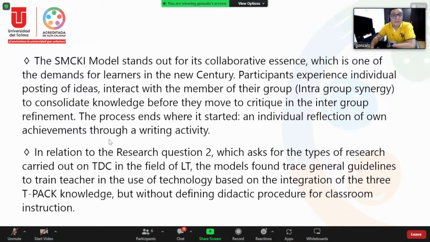The ones that stand out also, I already showed you this integration of the TPACK model with SMCKI, in relation to question number 2, which has to do with whether there are models to develop digital competence in students and teachers. I found that these models trace general guidelines to train teachers in the use of technology, based on the integration of the 3 TPACK knowledge components, but without defining a didactic procedure for classroom instruction. So one of the failures or disadvantages that I found is that they talk about pedagogical models, but they don't define clear procedures in order to incorporate the model into a classroom.